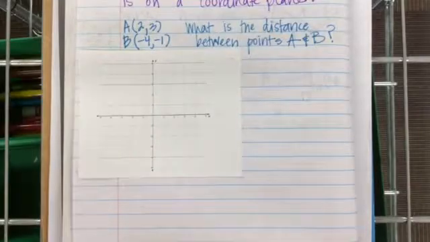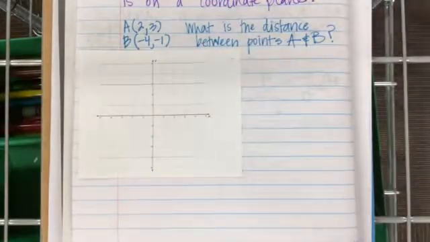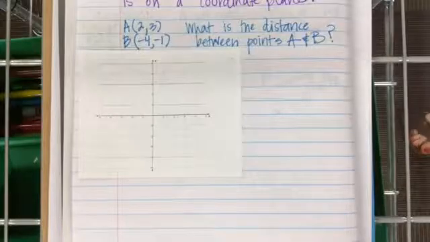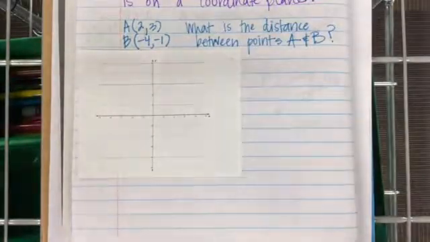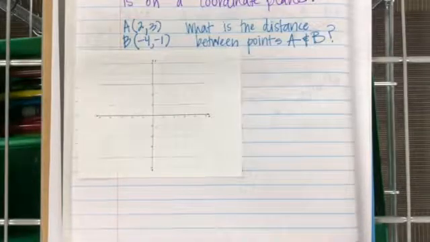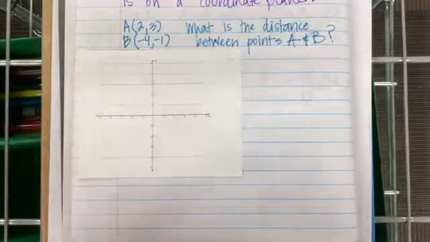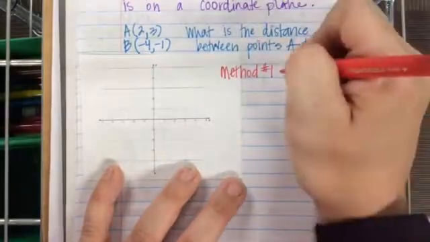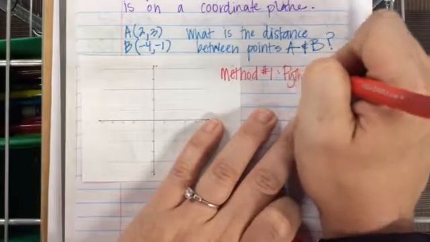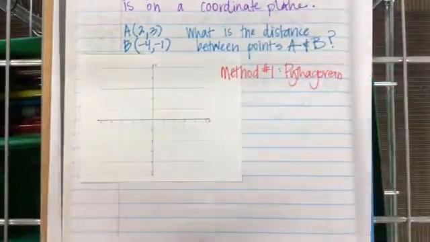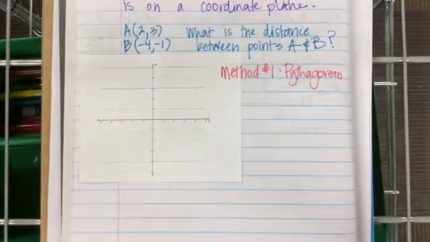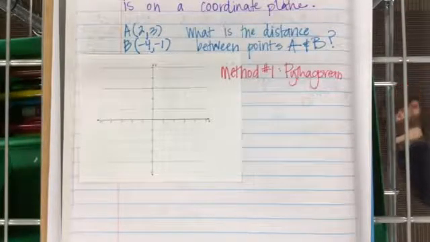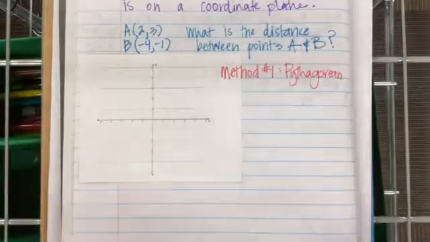So there are two ways to solve this problem that you've been given, of point A and point B and finding the distance between them. The first way to solve this problem is by using the Pythagorean theorem, what we've been learning about. So method number one is the Pythagorean theorem. We can use the Pythagorean theorem to solve this problem. That's the first method. It's a little bit more work, which tends to scare everybody away, right? But there's a time and a place.